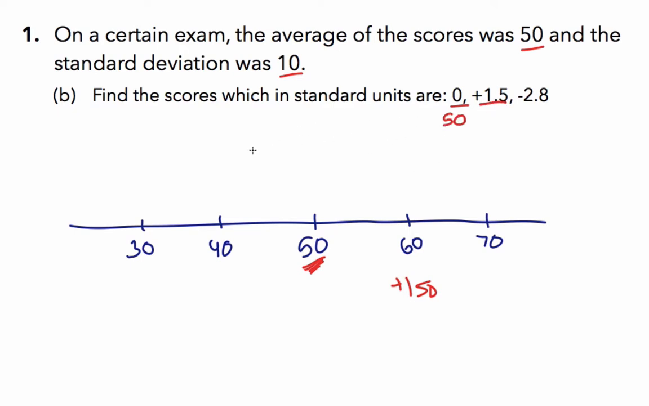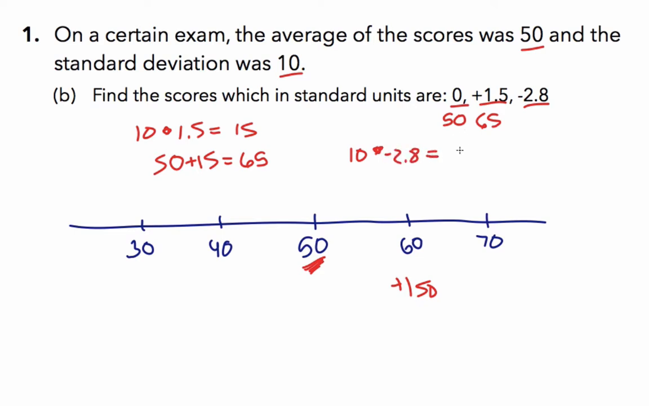To find the raw score of 1.5, we multiply the standard deviation, 10, by the standard units, 1.5. The product is 15, and 50 plus 15 is 65. To find the raw score of negative 2.8, we again multiply it by the standard deviation, 10, to get a product of negative 28. 50 plus negative 28 is 22.